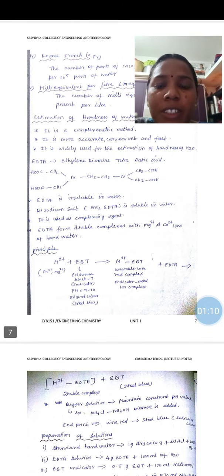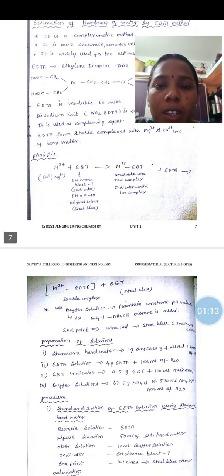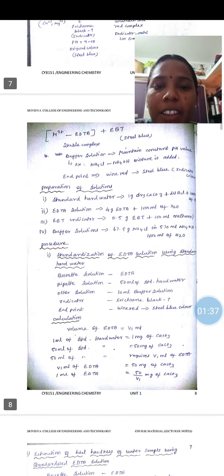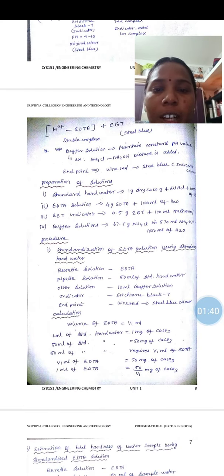The principle of this method is that the EBT indicator reacts with hardness producing salts and produces an unstable complex of EBT. This can be titrated against the EDTA solution, which forms a stable complex, and the EBT becomes steel blue. This is done after adding buffer solution, maintaining the pH of the water at 9 to 10. The buffer solution is a mixture of ammonium chloride and ammonium hydroxide. The end point is wine red to steel blue.